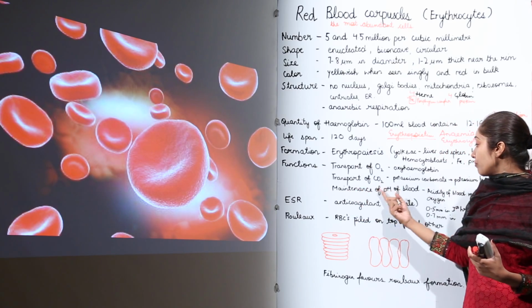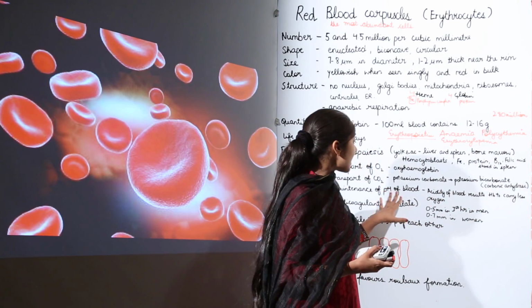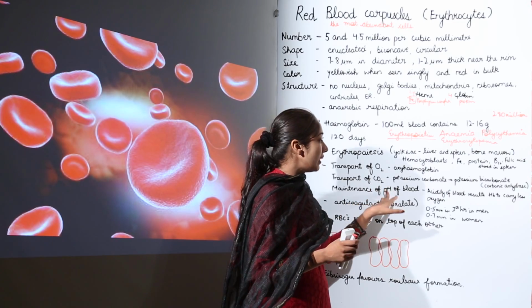Then we have maintenance of pH of blood. Now the hemoglobin that is there in the RBCs is actually going to act as a buffer. So it is going to maintain what? The pH of the blood.